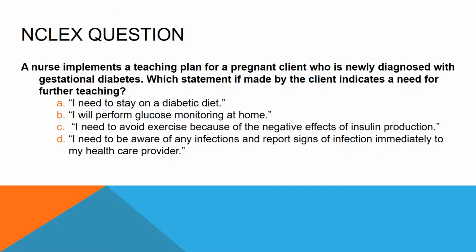An NCLEX question for GDM is: a nurse implements a teaching plan for a pregnant client who is newly diagnosed with gestational diabetes. Which statement, if made by the client, indicates a need for further teaching? A, I need to stay on a diabetic diet. B, I will perform glucose monitoring at home. C, I need to avoid exercise because of the negative effects of insulin production. D, I need to be aware of any infections and report signs of infection immediately to my healthcare provider. The answer is C. Exercise is safe for the client with gestational diabetes and is helpful in lowering blood glucose levels.